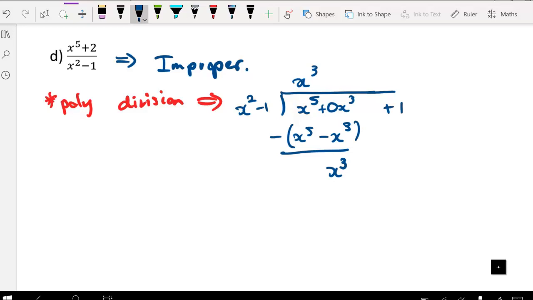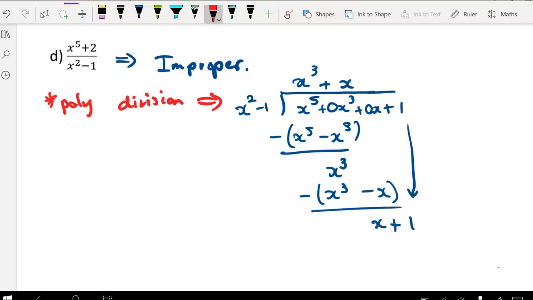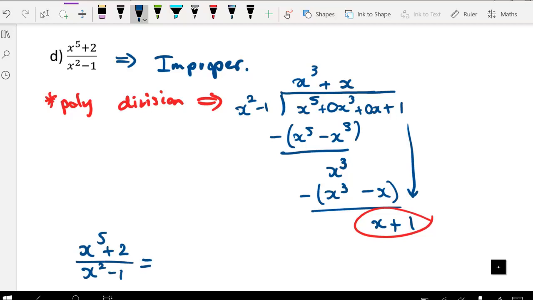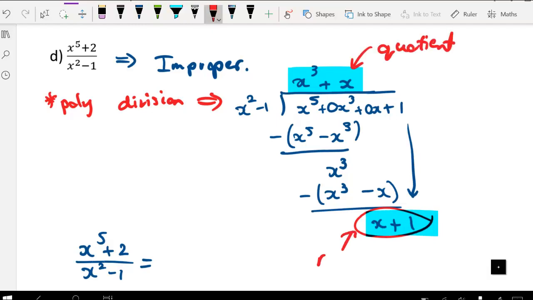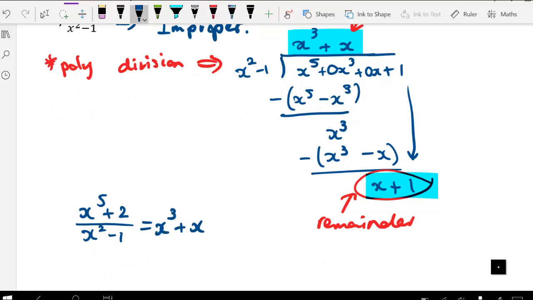We get our x cubed, and we still have our plus 1 up there. X cubed divided by x squared is x. And so now what we'll do is we'll subtract x times x squared take 1, which is x cubed, take x, and that means we'll throw in a plus 0x here so we can deal with that. And so we end up with x plus 1, if we bring down this 1, being our leftover, our remainder, because we can't divide x by x squared. So now we can write this as x to the power of 5 plus 2 over x squared take 1 is equivalent to our quotient plus the remainder. So here's our quotient, and here's our remainder. And so it will be the same as x cubed plus x plus 1 over x squared take 1.